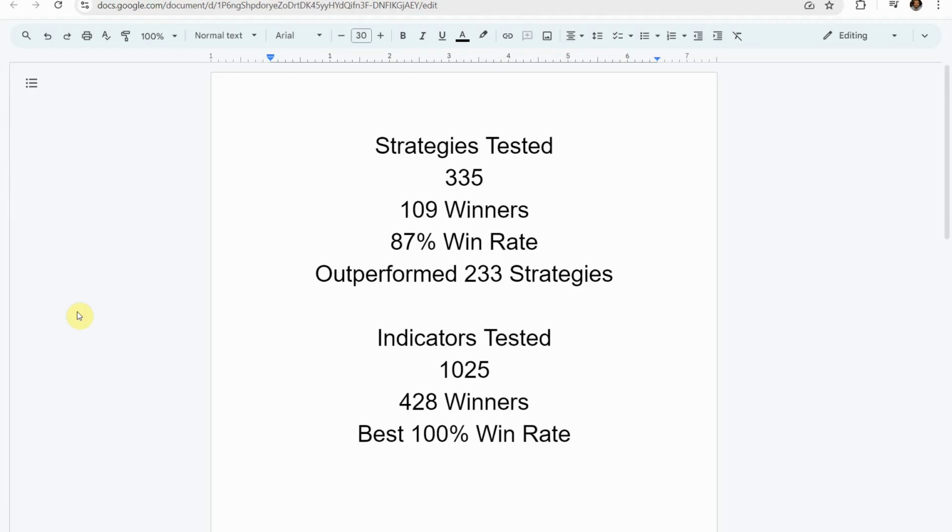Alright, as I said, today we will be testing a 15-minute crypto scalping strategy. Before we do though, I wanted to put the testing scoreboard up for everyone to see. So to date, we have tested a total of 335 different strategies, with 109 of them being winners. The best one so far was able to achieve an 87% win rate. That was achieved using the Academy of Forex indicator. And so far, since we've been keeping track, it has outperformed 233 of the other strategies that we have put it up against, every single one so far. We've also tested a total of 1,025 indicators, with 428 of them being winners.